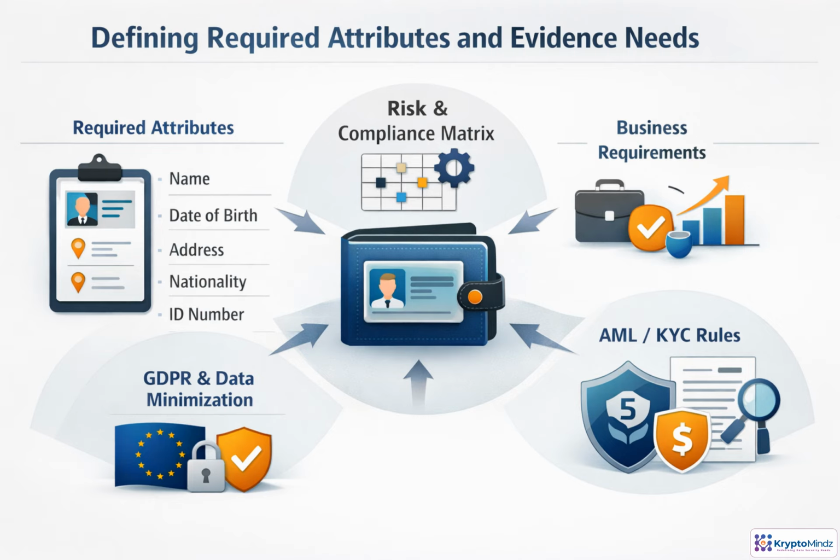Before triggering a wallet request, you first decide exactly what you need to know and why. Start from the business outcome and AML or KYC rules, what must be proven, and to what level of assurance. Then map each need to the minimal attribute and the minimal evidence that satisfies it. Different products, countries, and risk tiers will drive different mappings. Here, GDPR minimization is your brake pedal. If you can't justify it, don't request it.